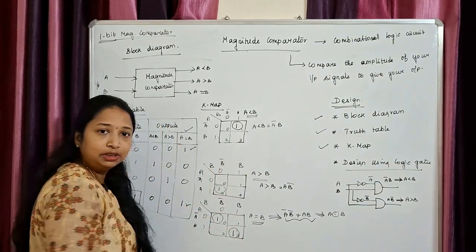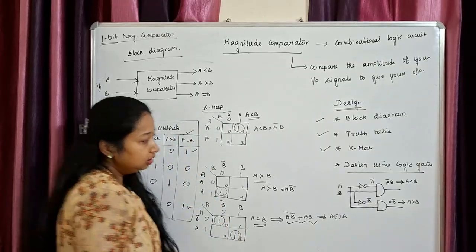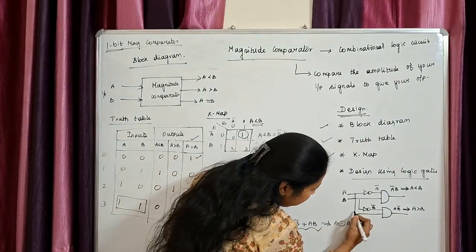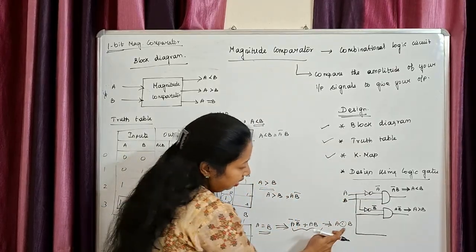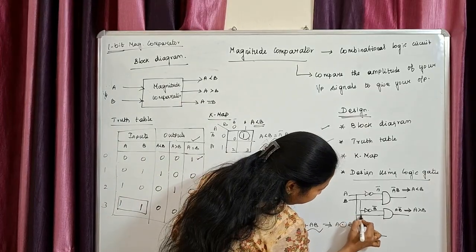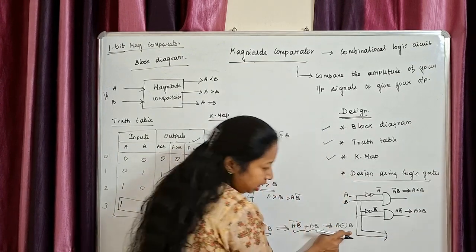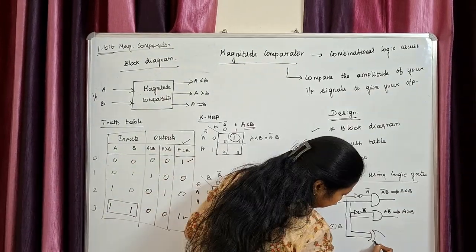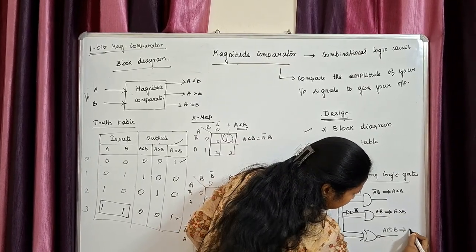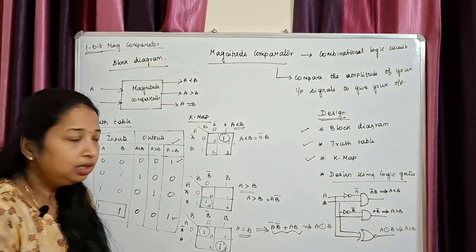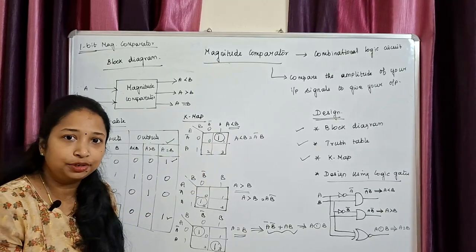What is left? We have to design A equal to B. What is A equal to B? It is nothing but my XNOR gate. So, try to design that. A I already have, so let me extend A from here. And B, I already have it here, so I'm just going to extend the line here. These two inputs, I have to feed inside which gate? This is my XNOR gate. This is nothing but A equal to B. Clear? This is how you'll be designing a magnitude comparator using combinational logic circuit.